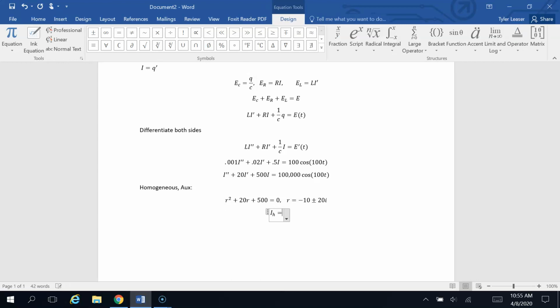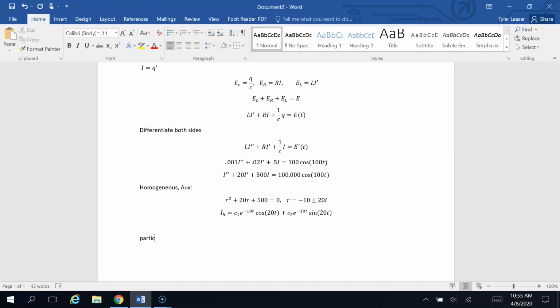which means that we're going to have a homogeneous solution of c1 e to the negative 10t cosine of 20t, and the same thing with sine. So plus c2 e to the negative 10t sine of 20t.